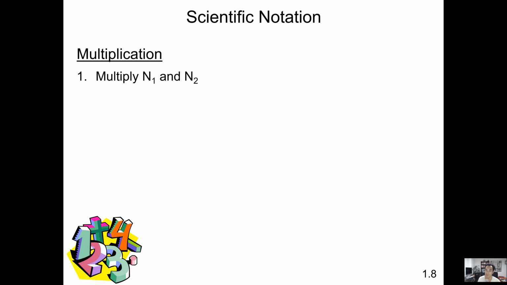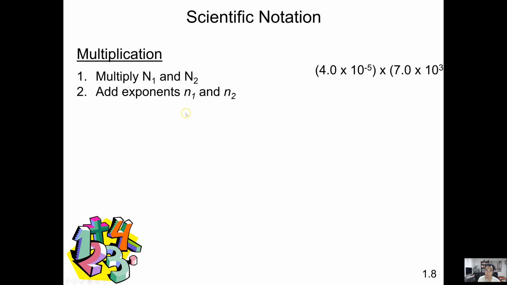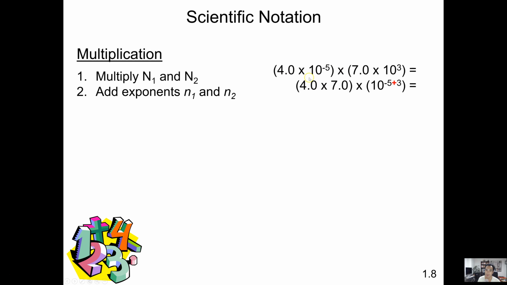Now for multiplication, it works almost the same way. You first would multiply N1 times N2, which are the front numbers, and then you would add the exponents. So here we go. What you would do here is first multiply these: 4.0 times 7. And then you would add the negative 5 and the 3. Now on the multiplication side, it's very easy. It's much easier than addition because you don't have to do any conversions. All you have to do is multiply the front and then add the ones on the right.